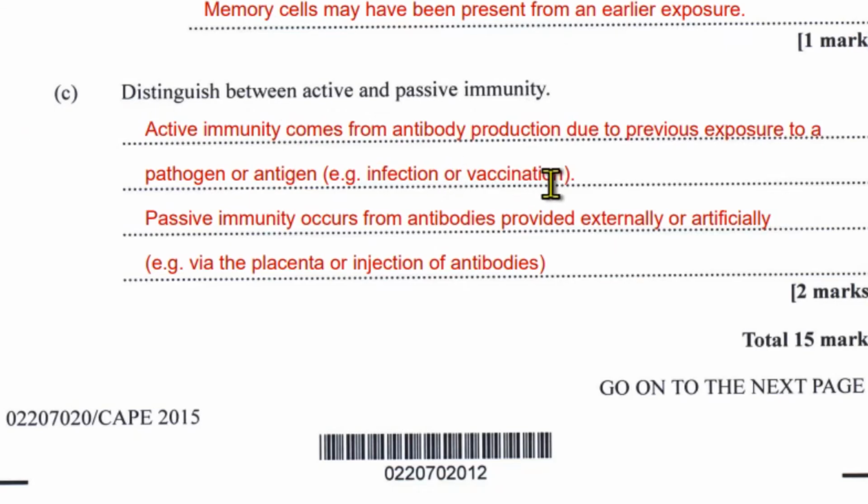and that would be vaccination. Passive immunity, however, is when it is provided externally to the body's immune system. The body doesn't really expend energy to produce antibodies, as it gets them from outside. So it occurs from antibodies provided externally or artificially. So it could be from your mother via the placenta or via breast milk, or it could be injected, or it could be through monoclonal antibodies through some kind of serum.